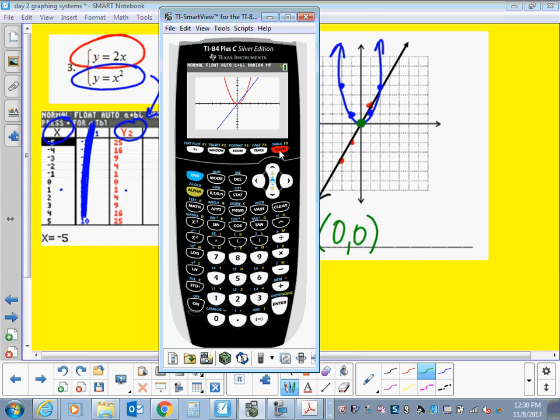Now to find the intersection, did everyone type this into their y equals already? Make sure it's in there. If I want to find the second solution, I'm going to go to second trace. Which of these words means intersection? Solutions. 0. Number 5, intersect.